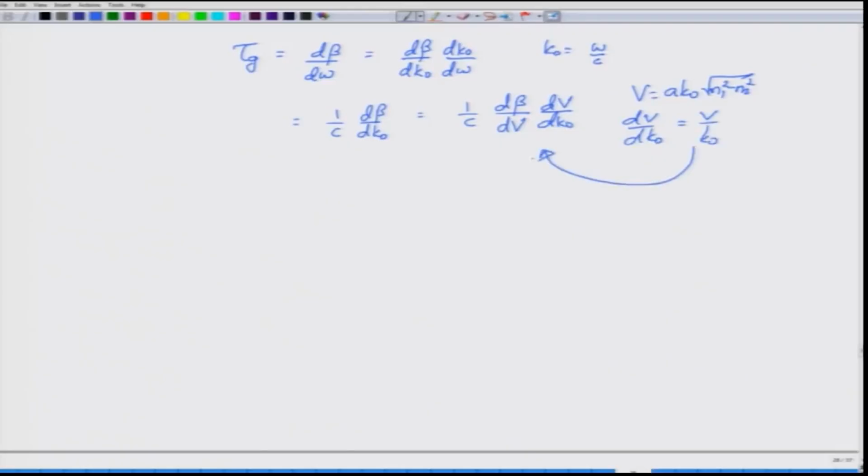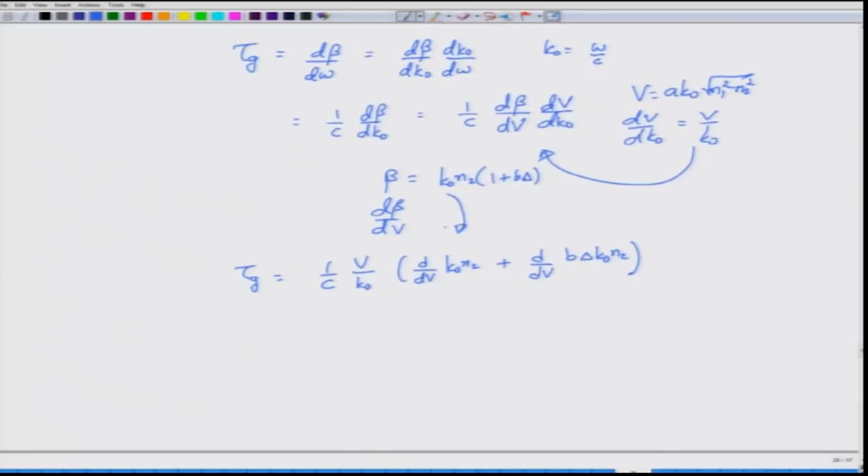Okay, I can substitute that into this expression, and since I also have written beta as k0 n2 (1 plus b delta), I can find out what is d beta by dv, and therefore write tau g as, please verify this expression, v by k naught [d by dv (k0 n2) plus d by dv (b delta k0 n2)]. I have just expanded this beta and then differentiated with respect to v, and dv by dk naught is basically v by k naught. So, I have just considered that one, 1 by c comes in with 1 by c.